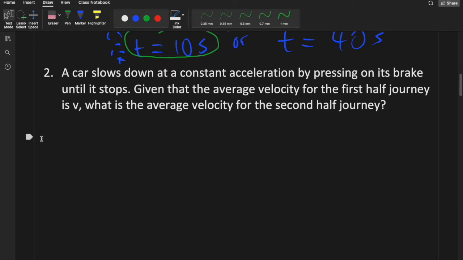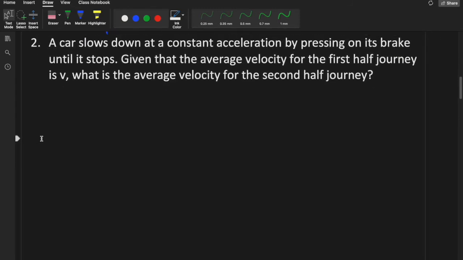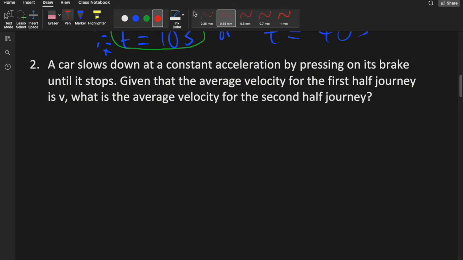A car slows down at a constant acceleration by pressing on its brake until it stops. So final velocity is equal to 0 meters per second. Given that the average velocity for the first half journey is v, what is the average velocity for the second half journey? So this one is a little bit trickier. Let's underline some really important information.